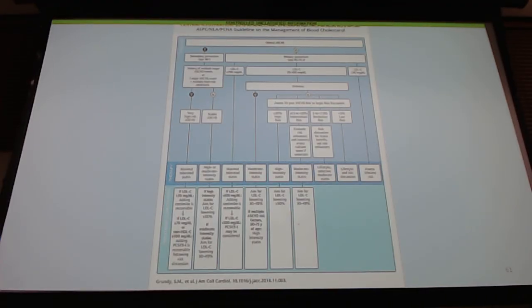Okay. So we have talked about all of this side of the algorithm. Questions about primary prevention?